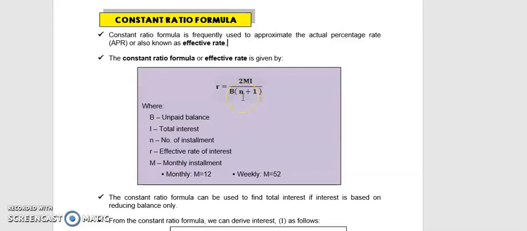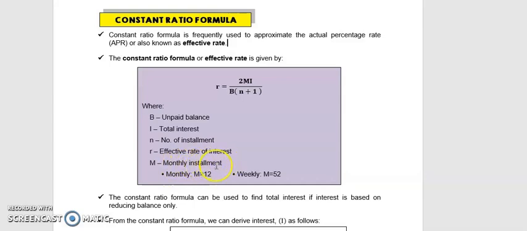n is the number of installments. How many payments do we need to pay? I here is interest. Now the new thing for you here is notation M. M is our monthly installment.